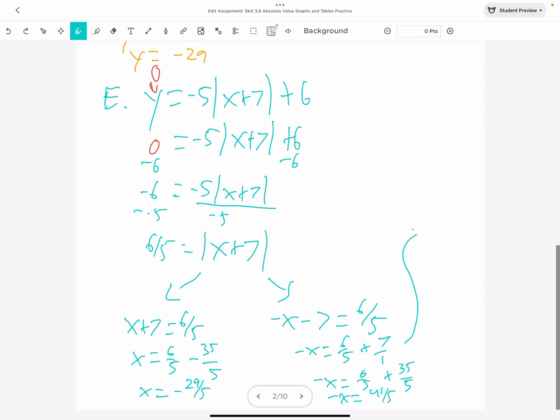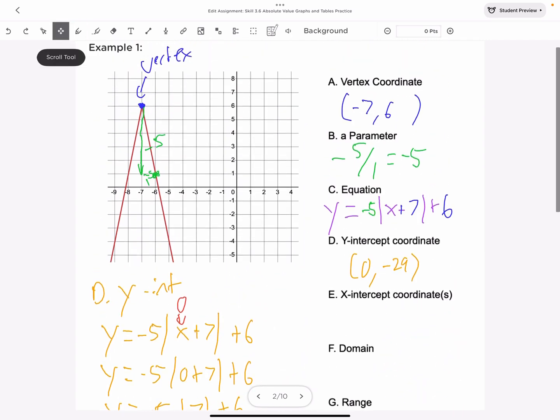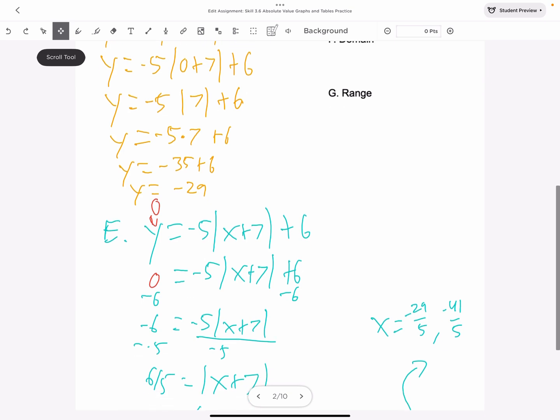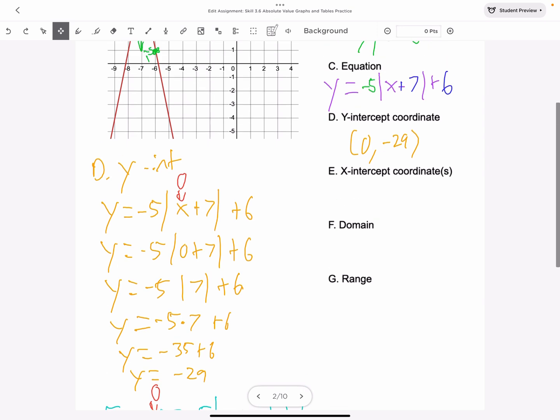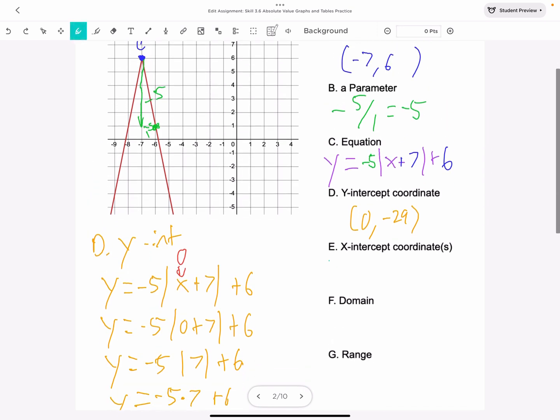And so just up here, I would say x is equal to -29 over 5, or -41 over 5, and that seems to track, right? It's kind of in between those two. Like 41 over 5 is 8 and 1/5, and 29 over 5 is 5 and 4/5. So they would be (-29 over 5, 0) and (-41 over 5, 0).